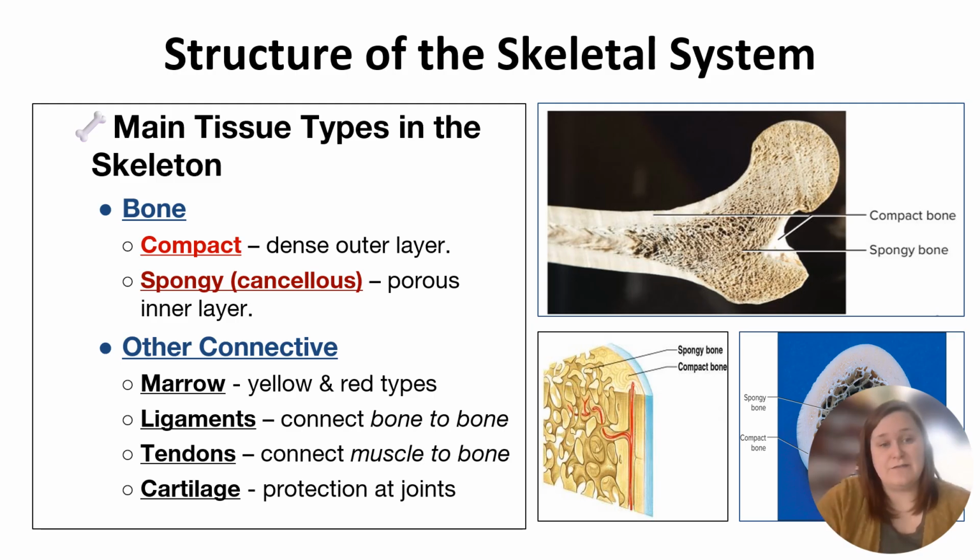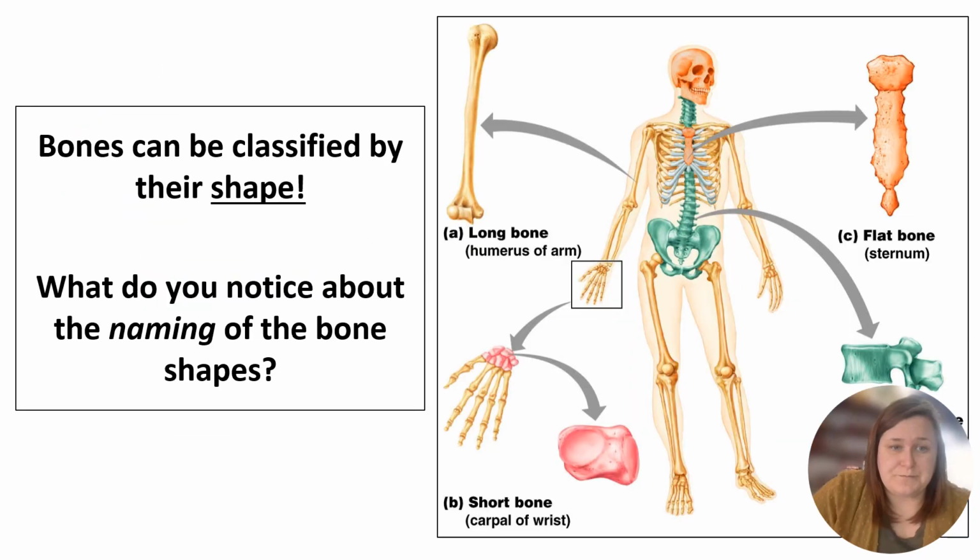As far as other connective tissues, we have bone marrow. We have two different kinds of bone marrow. We have yellow and red bone marrow. We have ligaments. Ligaments are going to connect bone to bone. We have tendons, which are going to connect muscle to bone, and we have cartilage. Cartilage provides protection at our joints.